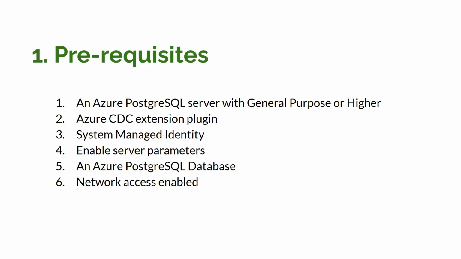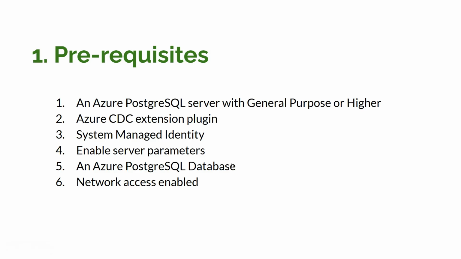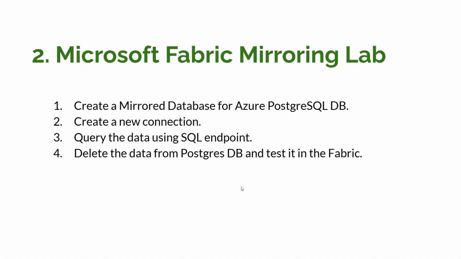purpose or higher. The basic one is not sufficient to mirror the data. The second is that we need to install the CDC extension plugin. Next, we need to enable system managed identity, and then we need to enable server parameters. Then we need a database, where you can choose the default Postgres or create your own database to mirror. And network access should be enabled so that Fabric can connect with the Azure PostgreSQL Flexible Server. In this hands-on, we will discuss this creation part.